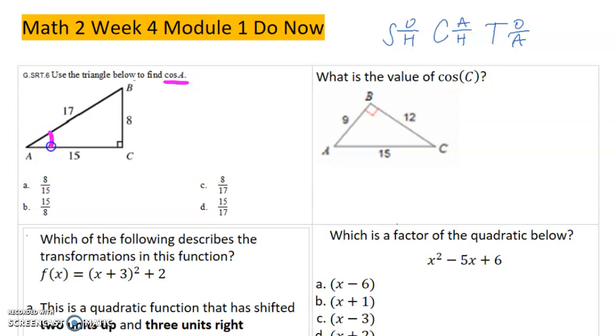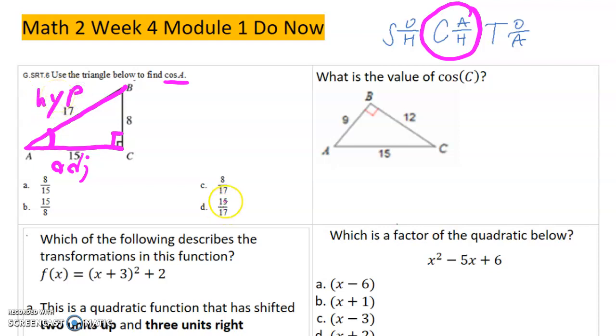Well, I can see the angle A is right here, and I remember that cosine of an angle is equal to adjacent over hypotenuse. I can tell that this would be the adjacent side, because it's not the hypotenuse and it's touching angle A. And I can see that 17 is right across from the 90-degree angle, so that's got to be the hypotenuse. So cosine is adjacent over hypotenuse. It looks like D, 15 over 17, would be the right answer.